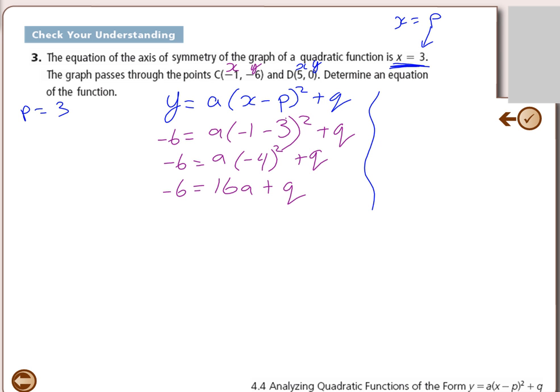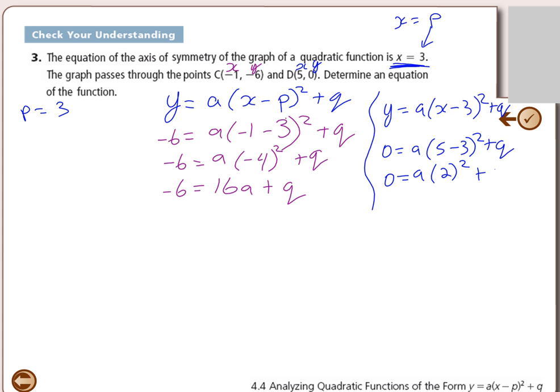So then, y equals a x minus 3 squared plus q, that's my starting point. Let's put in the x and the y. 0 equals a bracket 5 minus 3 squared plus q. 0 equals 5 minus 3, that's 2 squared plus q. 2 squared, that's 4.